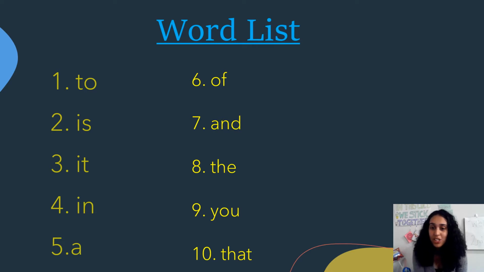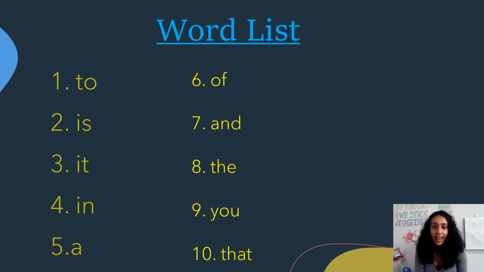Number one, two, T-O, two. Number two, is, I-S, is. Number three, it, I-T, it. Number four, in, I-N, in. Number five, a, a. Number six, of, O-F, of.